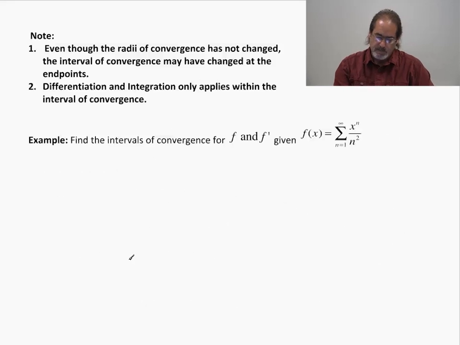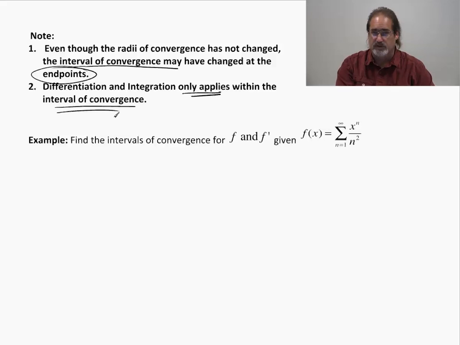So, even though the radius of convergence has not changed, which is what I just got done talking about, the interval of convergence might change. We need to check those endpoints. Differentiation and integration only applies within the interval of convergence. So as soon as I go outside the interval of convergence, I can't say that they're equivalent anymore.